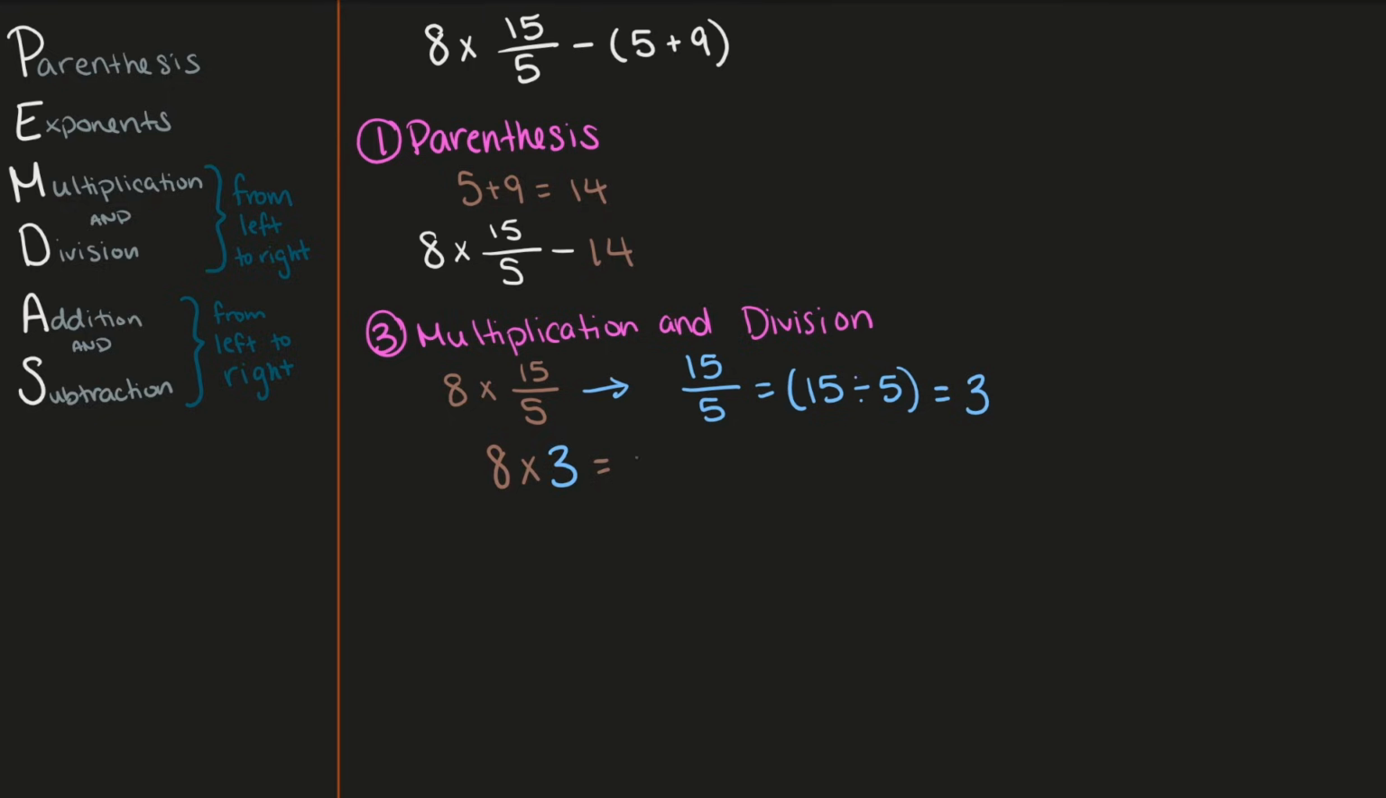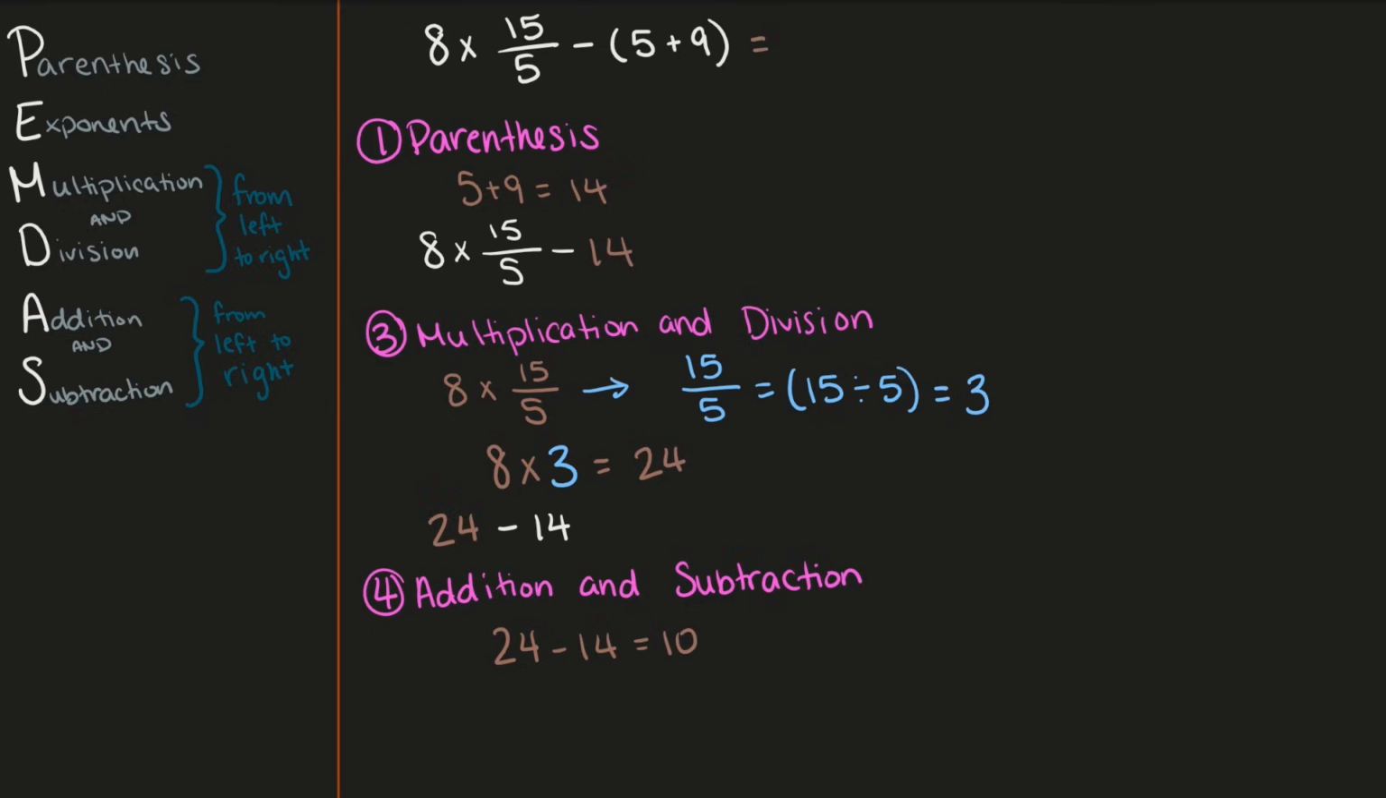Now we can do our multiplication. 8 times 3 is 24 minus 14. Our last step is our addition and subtraction from left to right. We have subtraction, so we'll do 24 minus 14, which is equal to 10. So the value of this expression is 10.